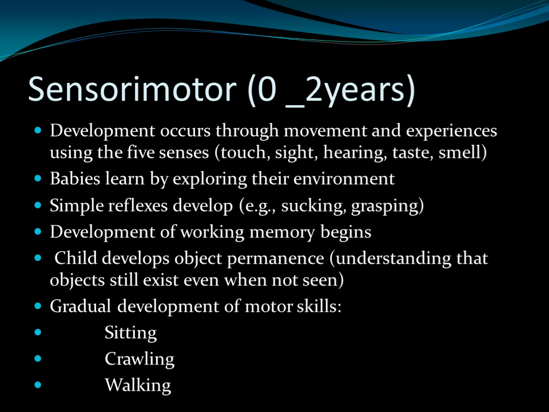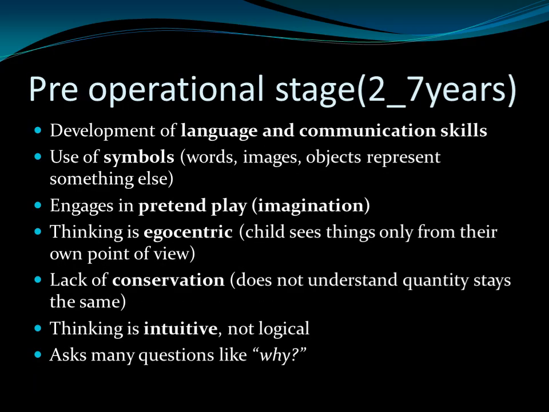Let us go to the second stage. This is the pre-operational stage, and it begins from 2 to 7 years old. In the pre-operational stage, children begin to use language and imagination. They engage in pretend play but still think in a self-centered way. They do not yet understand logic such as conservation of quantity. For example, the child covers their eyes and thinks you can't see them. There is egocentrism. The child sees things only from their own point of view.